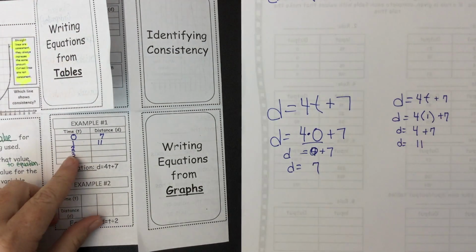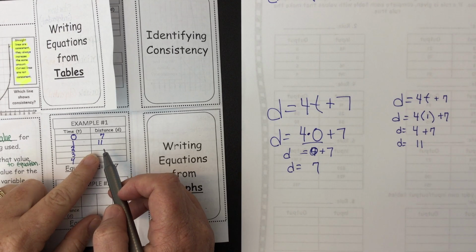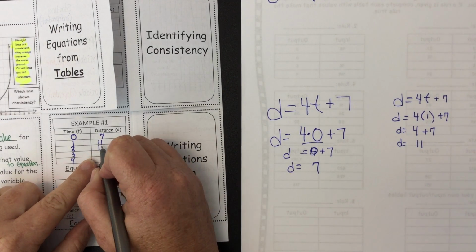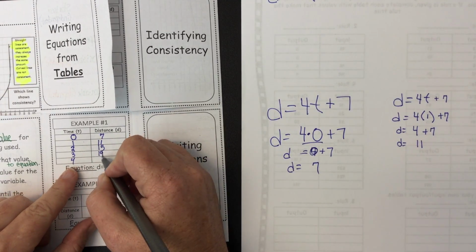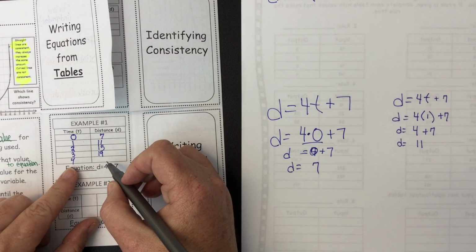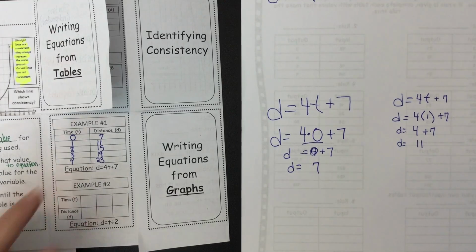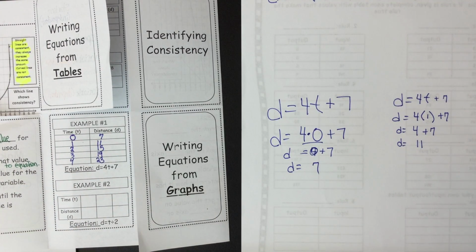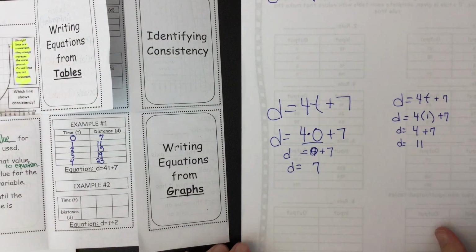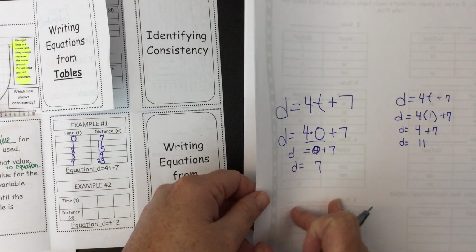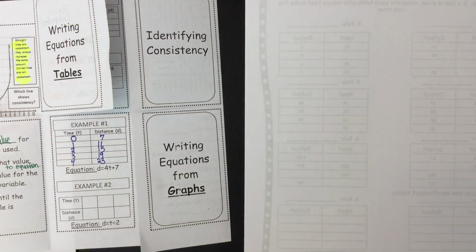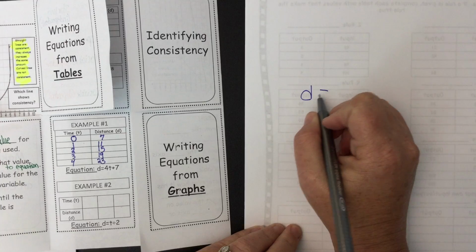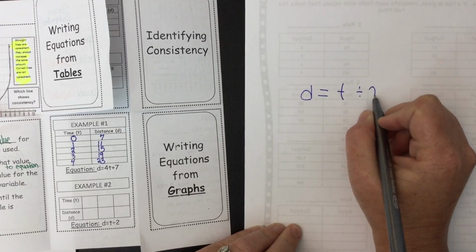All right, so when my time was 2, what was my distance? 15, very good. When my time was 3, what was my distance? 19. Very good. When my time was 4, what was my distance? 23. Very good. Pretty easy, isn't it? All right, so example number 2. My equation for example number 2 is D equals T divided by 2.